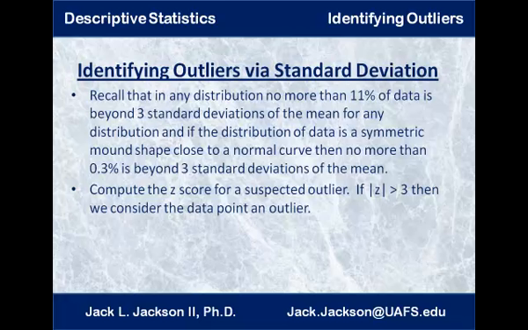Remember that the z-score is a measure of how many standard deviations a certain measurement is from the mean. If the absolute value of that z-score is greater than 3, then we're going to consider that data point an outlier.